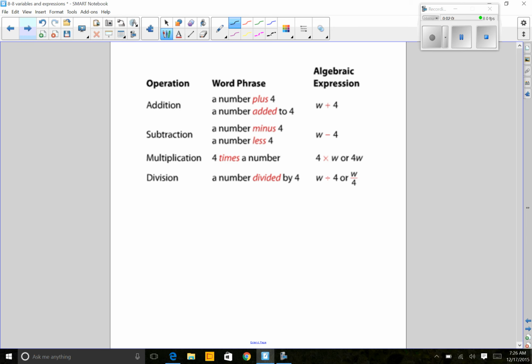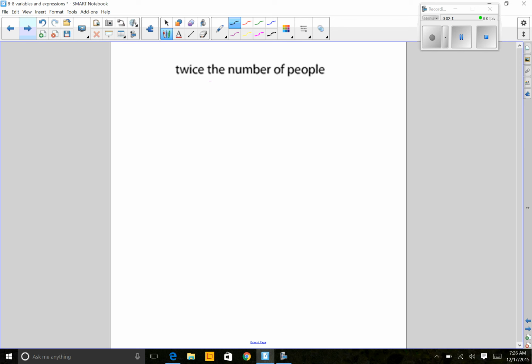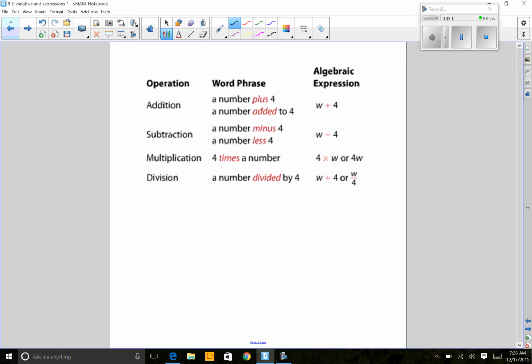Okay, so here's just a little guide to some key terms, some keywords that you may want to be careful with, that are words you're going to hear when you're translating a word problem into an algebraic expression. These are some of the ones, and I think they're pretty obvious. Plus is obviously a plus sign. Added to would be a plus sign. Minus or less than is a subtraction sign. Times is a multiplication sign. Or remember, you can always put just a variable and a number next to each other, and that's multiplication.